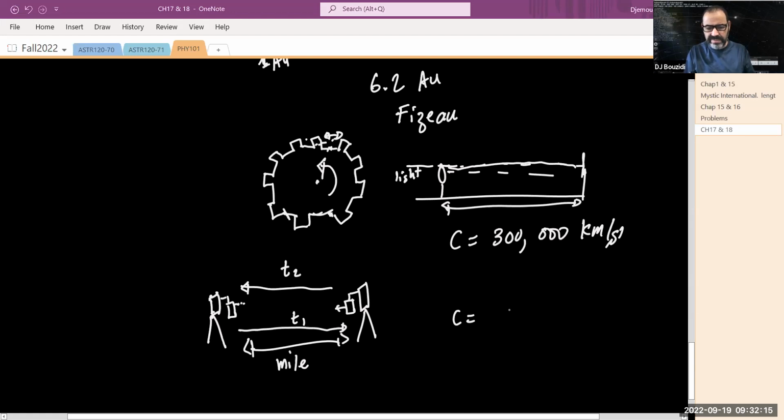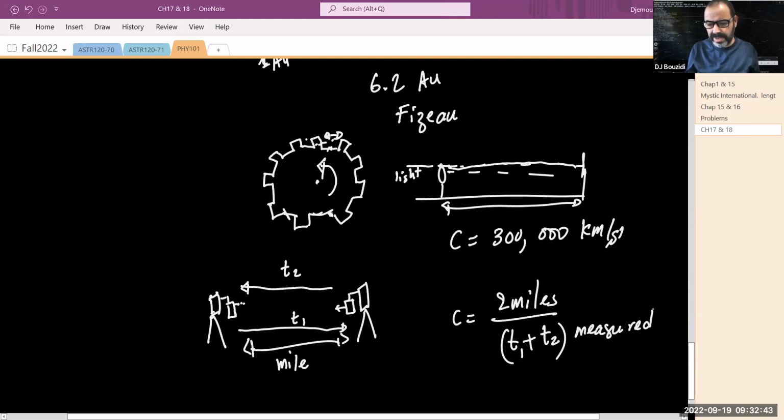All he has to do is find the speed of light, because light travels 1 mile and comes back another mile, so it's 2 miles divided by the sum of the 2 times, okay? Which is really what he's measuring. He lights his, and then he waits for the light to come back. So this is actually what he measures. This sum is what he was measuring. So this is how he figured the speed of light.